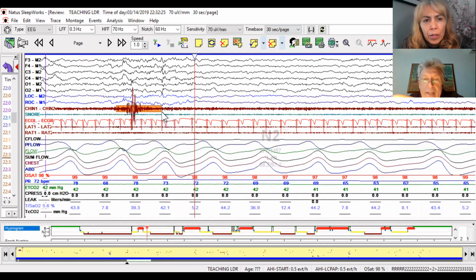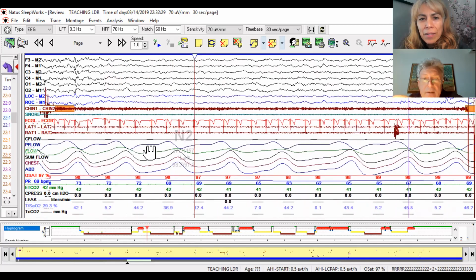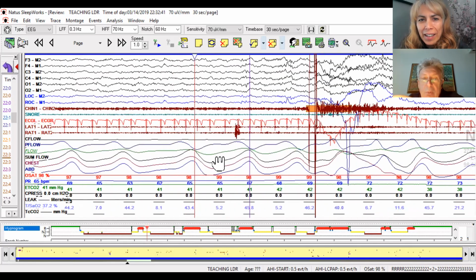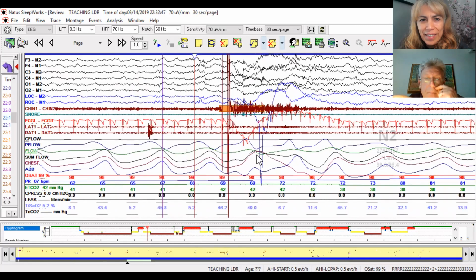Okay, the first one is not a large muscle movement because we have already explained this is an arousal. There is a chin tone increase, but not a large muscle group movement. So it is an example just like what we said. There is no movement artifact in the EEG. There is only a change in frequency of the EEG.